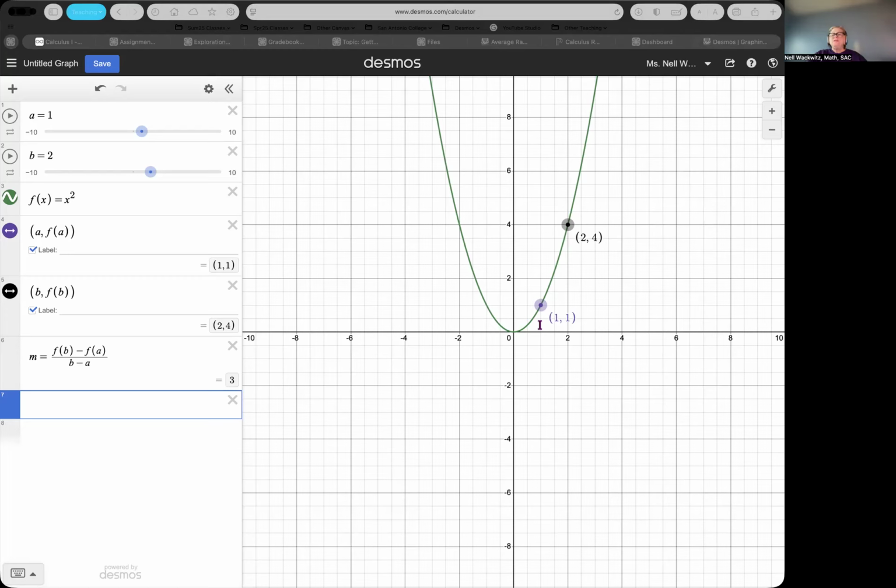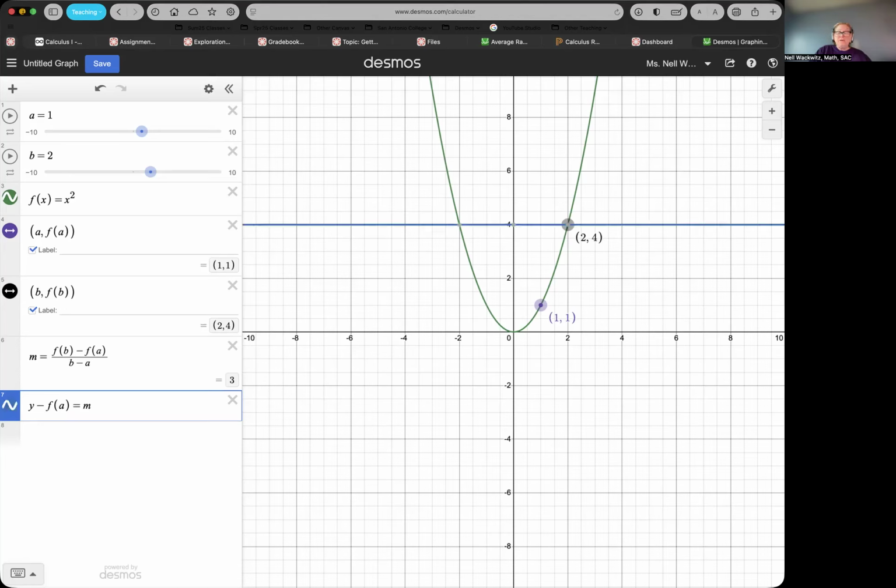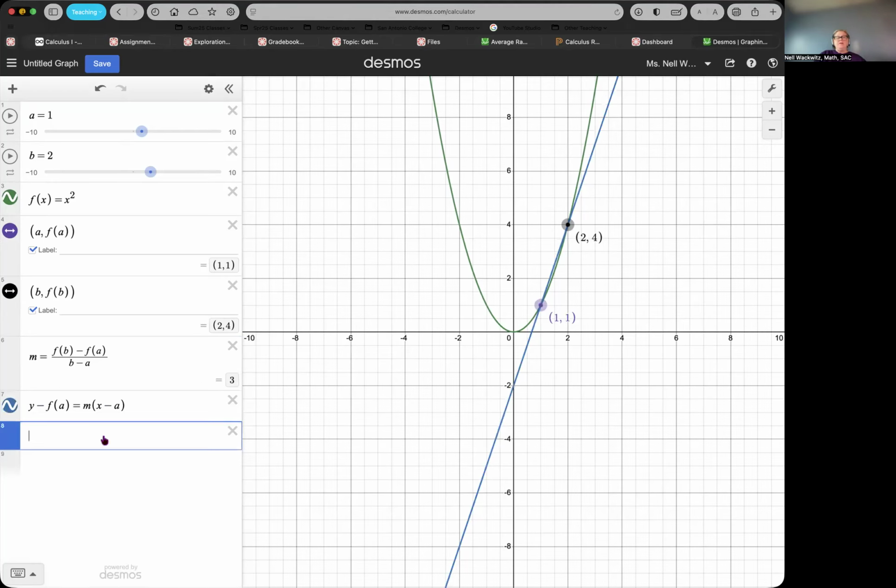Now we want to see that line because that would be really helpful. So we're going to use the point slope form of a line, y minus y1, but for us, we're going to use this point a, f of a. So y minus f of a is equal to m times x minus a. And there's our line. Pretty groovy.